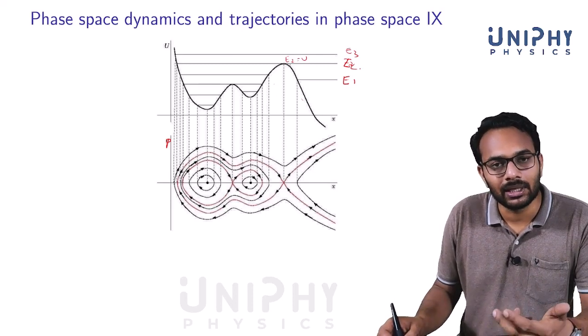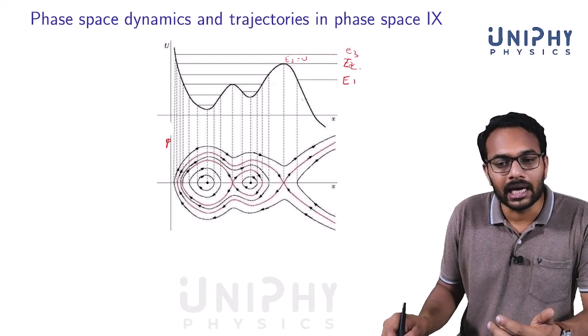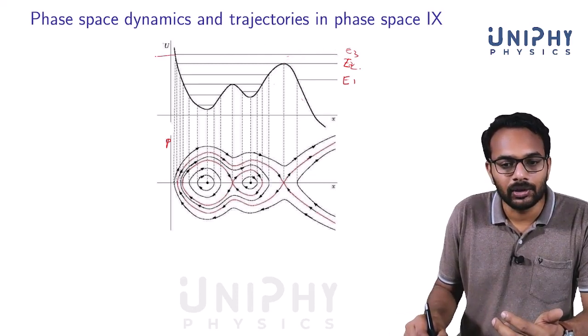So that will correspond to the separatrix, because this one, for E3, is completely unbound. It can go anywhere except beyond this point, it cannot go beyond this point.